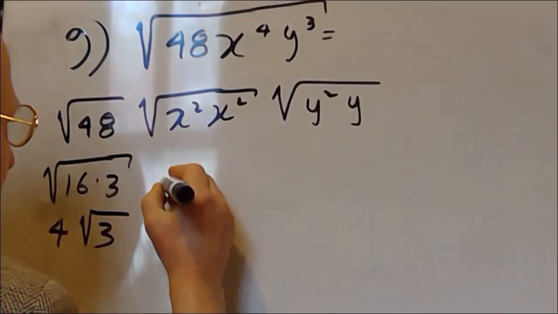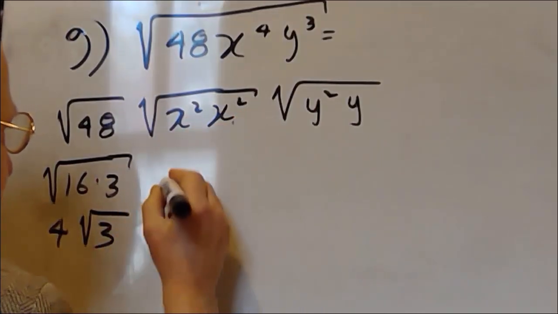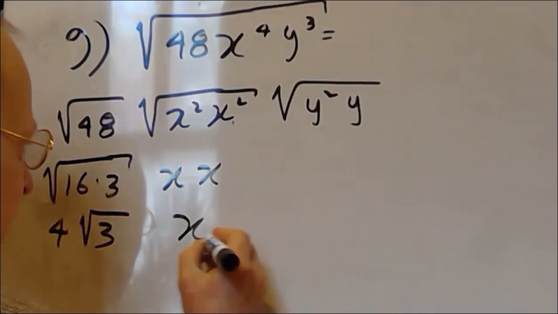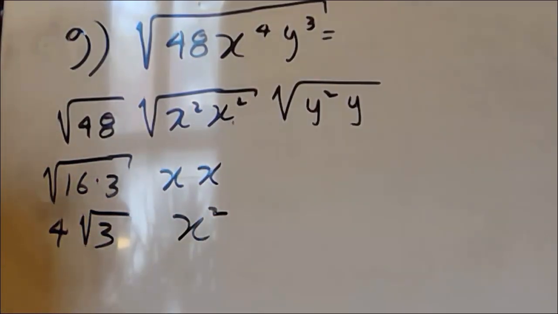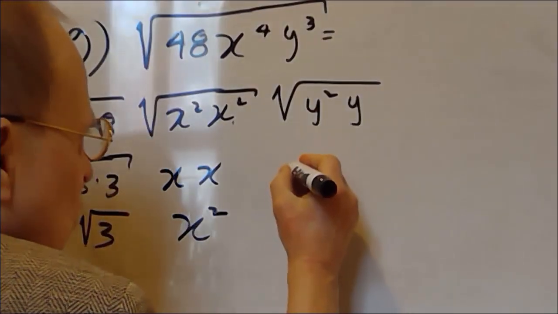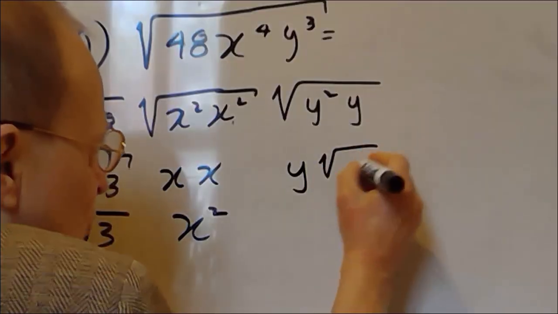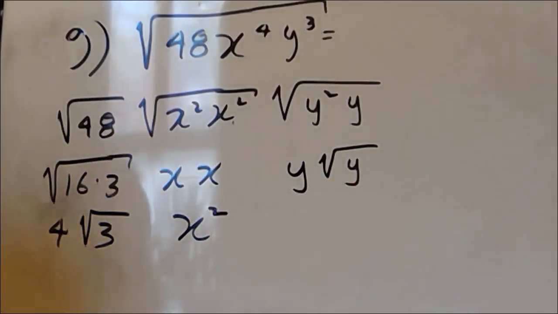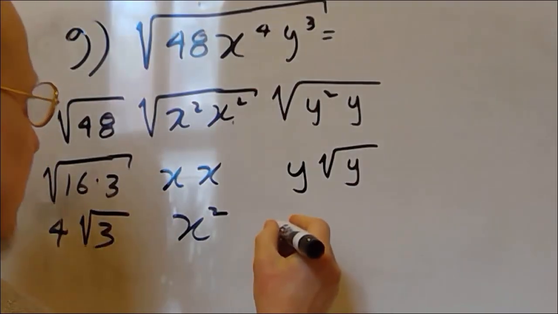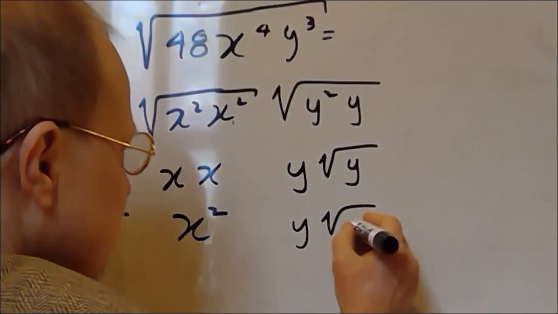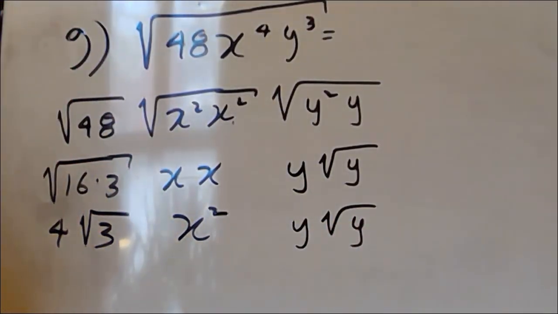Here we can take 2 of these out of the radical sign and get x squared. And here we can take one of them out of the radical sign because of the square, but the other one is left inside the radical sign. So that means that this is going to be y. I'll just rewrite it for clarity.